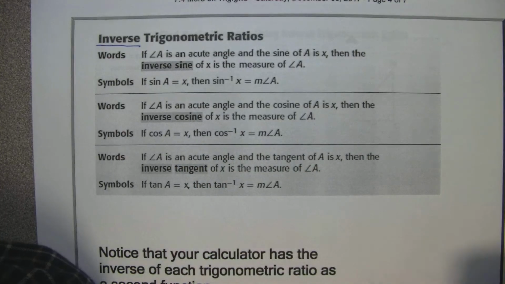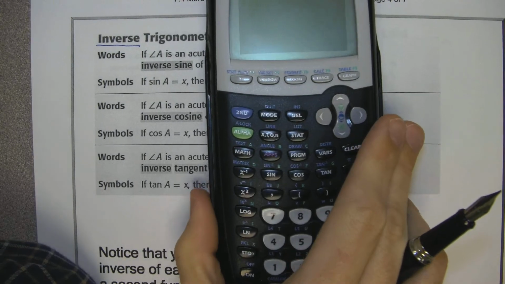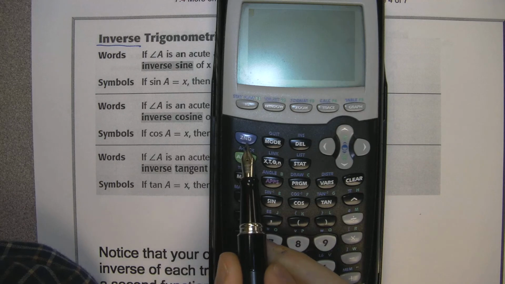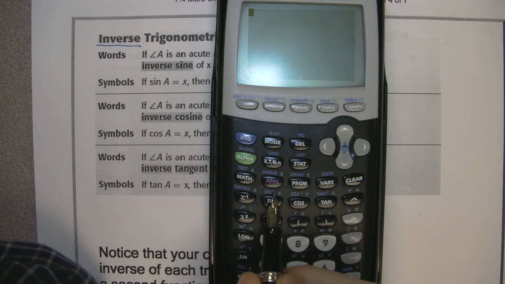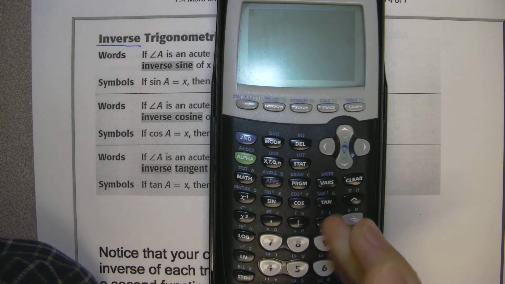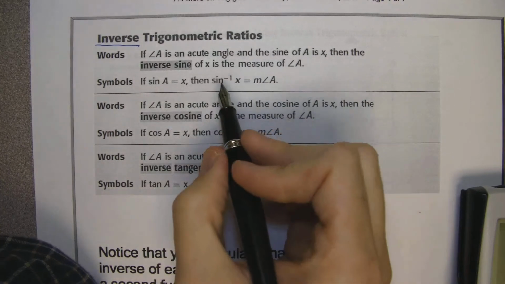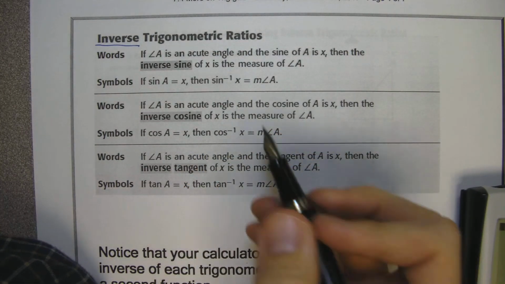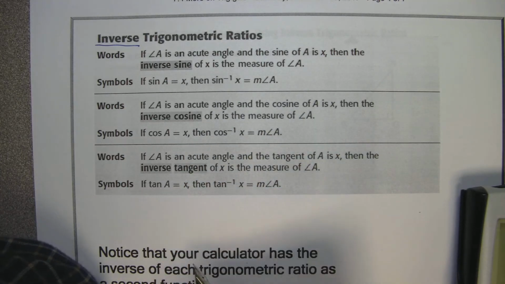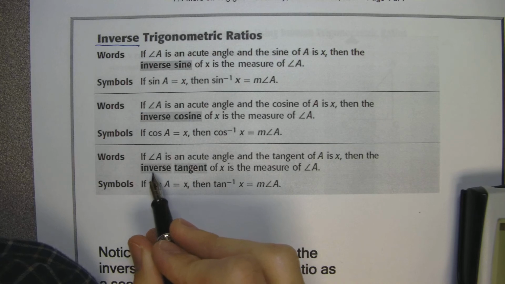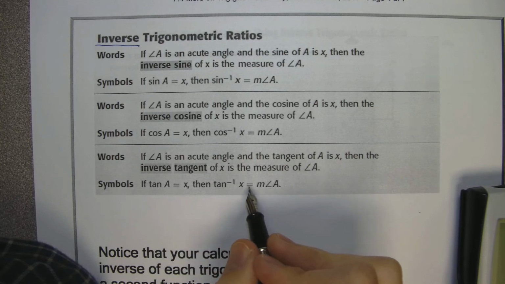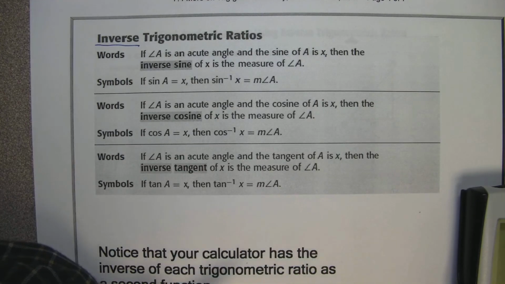So on your calculator, take a look. You've got all of your trig functions here. You've got sine, you've got cosine, you've got tangent. But a second function, if you look above there, is sine with a to the power of -1, and cosine to the power of -1, and tangent to the power of -1. The way that's read is not sine to the negative first. The way it's read is the inverse of sine, the inverse of cosine, the inverse of tangent. Or you could say, for example, the tangent of A is x, then the inverse tangent of x is A, or in this case, the measure of angle A.